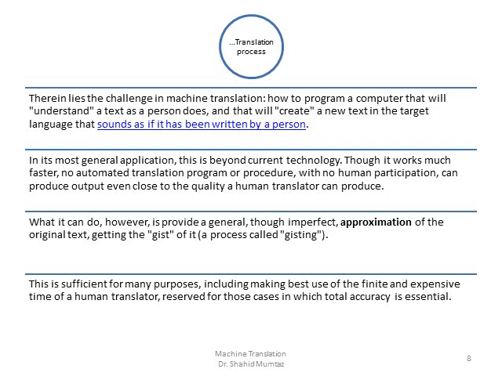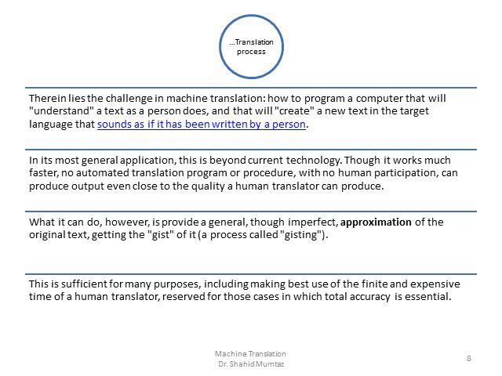What it can do, however, is provide a general, though imperfect, approximation of the original text, getting the gist of it, a process called gisting. I mean, we cannot get a translation equal to human translators, but through machine translation we can just get the gist of the meaning of the source text in the target text. This is sufficient for many purposes.